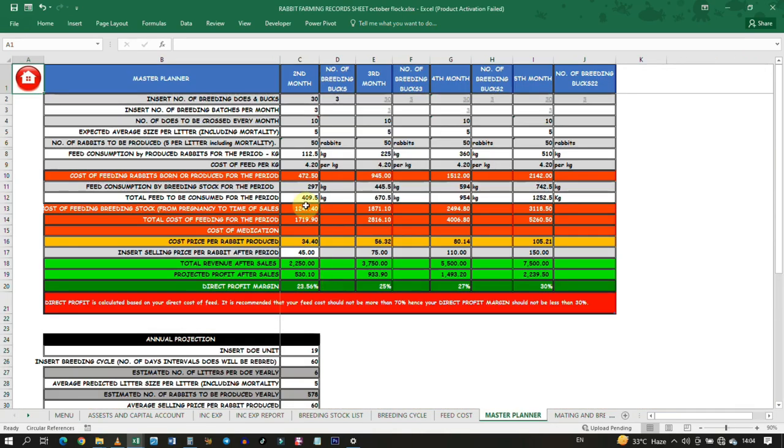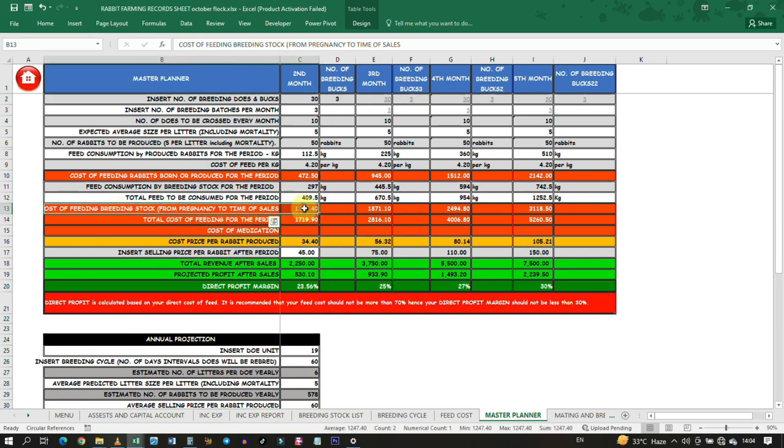Good. So it shows you that 409 kilos of feed that they would consume. Okay, then cost of feeding breeding stock from pregnancy to time of sale. So the whole thing put together from the time they were pregnant, started feeding them till the time the babies are now 2 months, which is a total of 3 solid months. You have 1,247 cedis over here as your cost of feeding only the breeding stock.